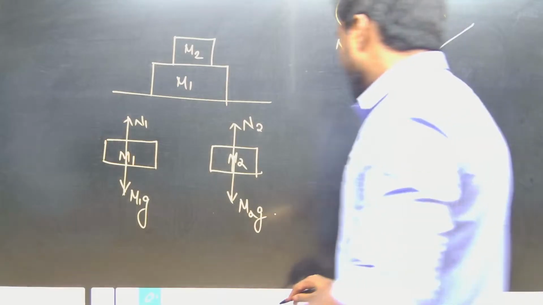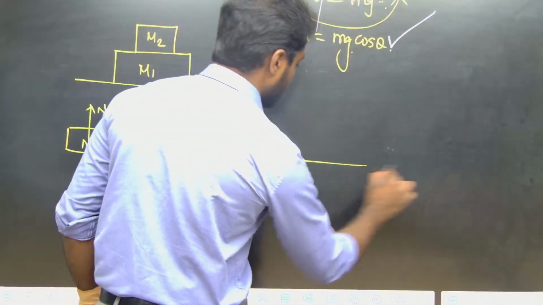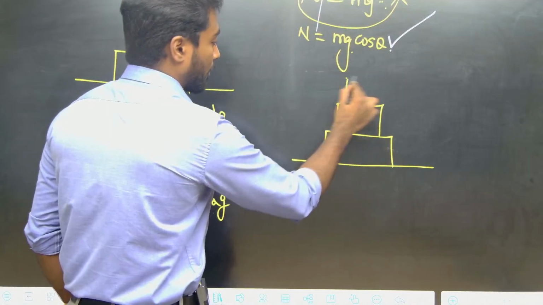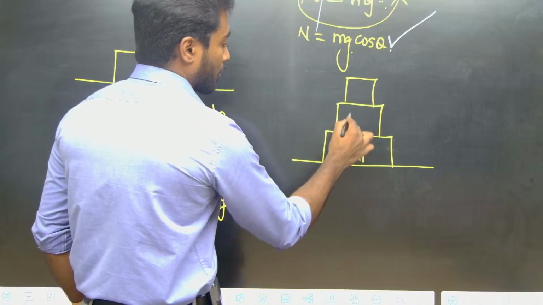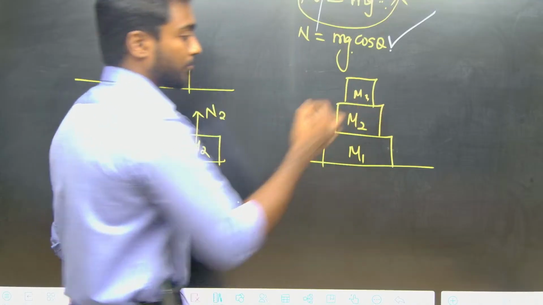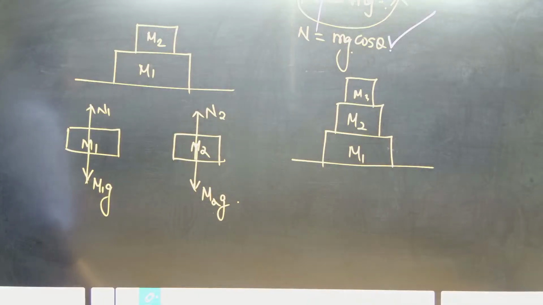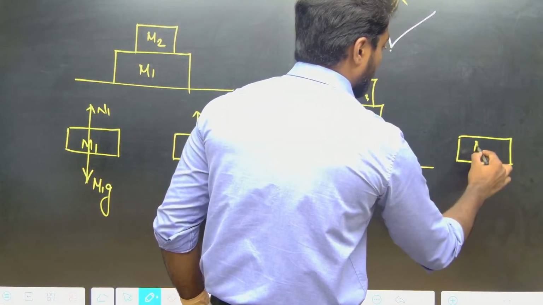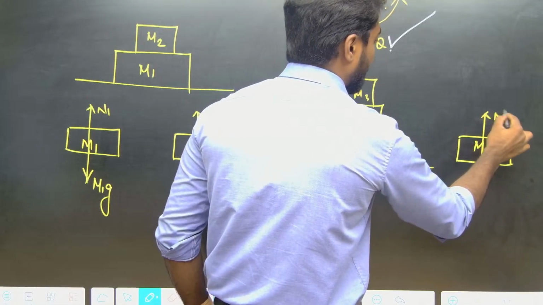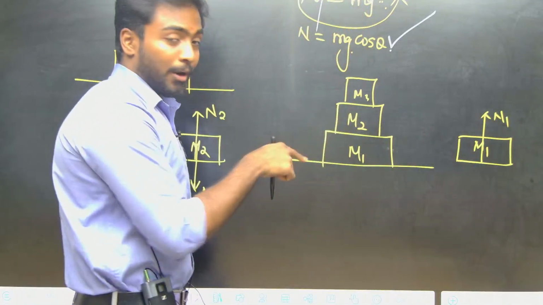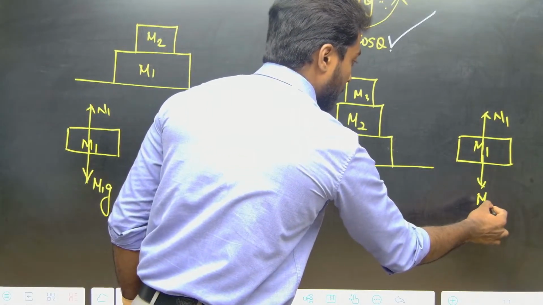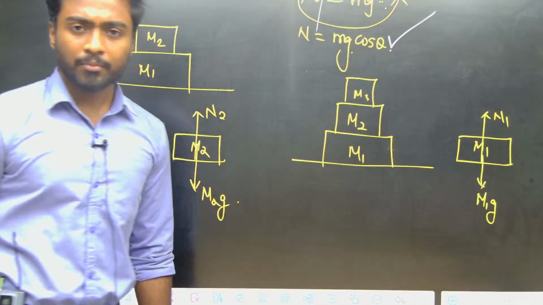So again, if I talk about 3 blocks: block number 1, block number 2, block number 3. M1, M2, M3. If I talk about this one, M1, this is my normal N1. For M1 there will be a weight, this is my m1g, fine.